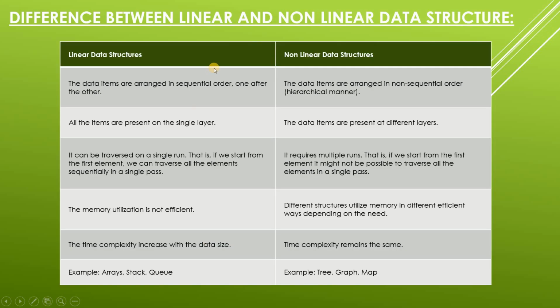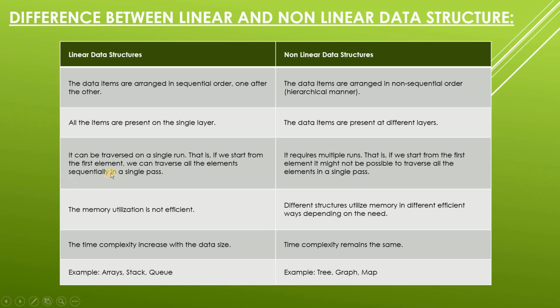Now, the difference between linear and non-linear data structure. In linear data structure, the items are arranged in sequential order, one after the other. Whereas, in non-linear data structures, the data items are arranged in non-sequential order, i.e. in hierarchical manner. In linear data structures, all the items are present on a single layer, and in non-linear data structures, the items are present at different layers.